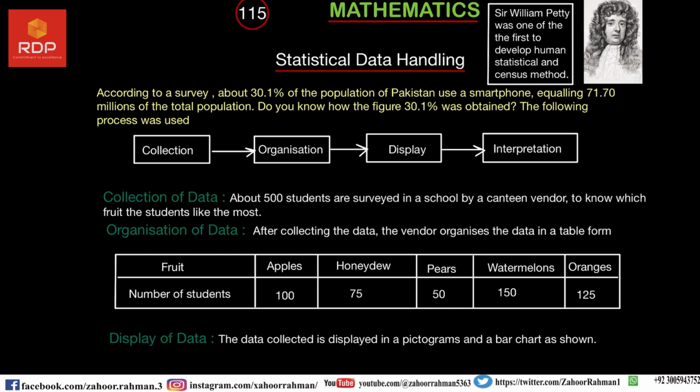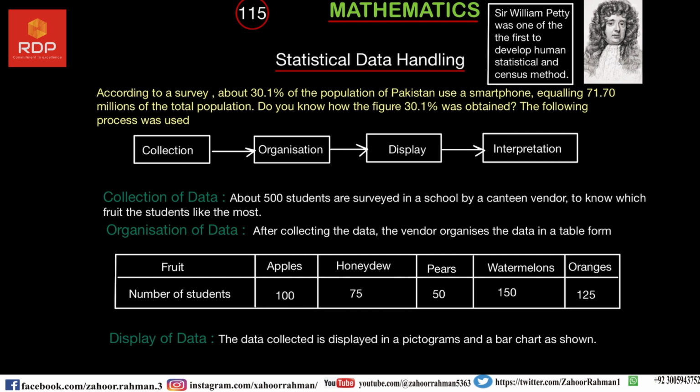Now there are different ways of collecting data. You have to go physically. You can collect the data by survey. You can collect the data by questionnaire. You can collect the data by interviews. But I'm not going into the detail of that. Simply you have to understand that the first step of any statistical data handling process is the collection of data.